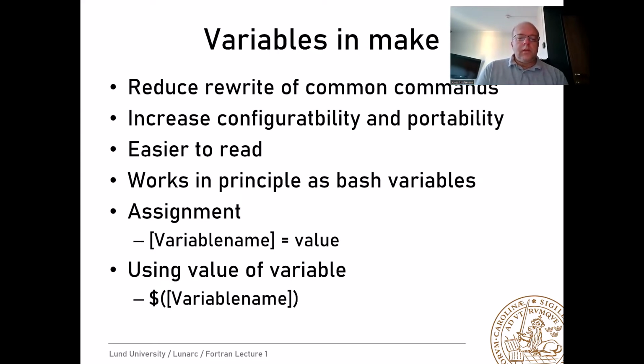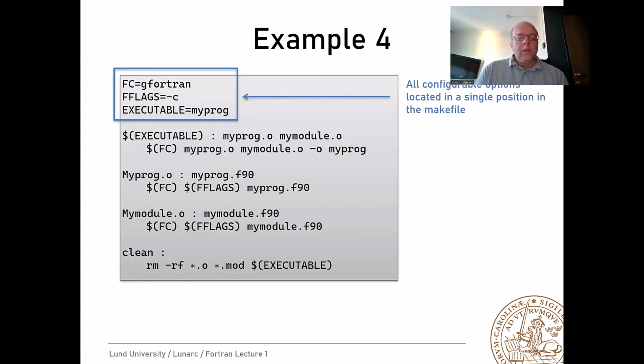For assignment, you give a variable name equals a value, and to use it, you have a $ sign and parentheses around the variable name. The first thing we will simplify here is, instead of specifying the compiler, we create a variable named FC for Fortran compiler. Then you can change your compiler, and you don't have to change it all over the place in your Fortran Makefile rules.